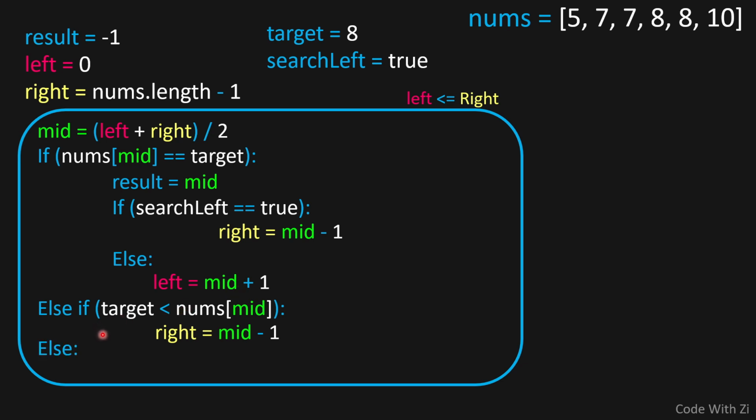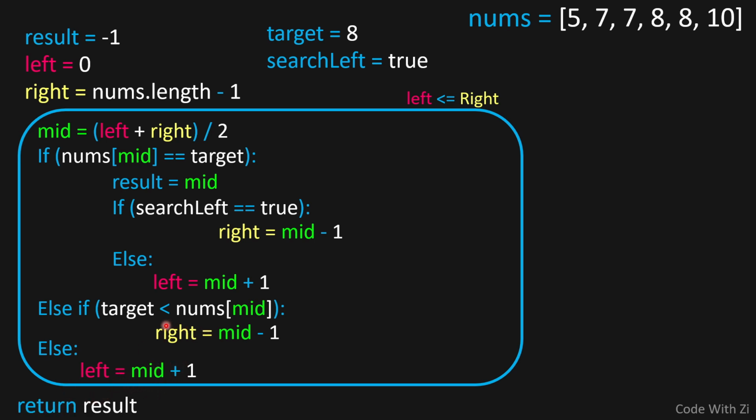And else, meaning if our target was greater than the center, we know our answer is not going to be on the left side. So left should be equal to middle plus 1 because we want to ignore all of the numbers that are prior to, or before, our middle number. And then at the end, we're going to return our result.